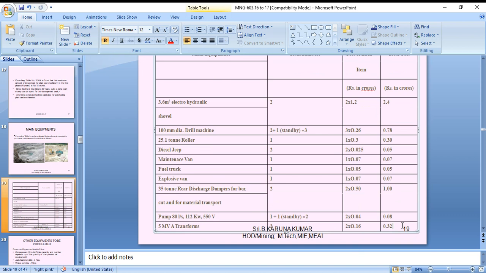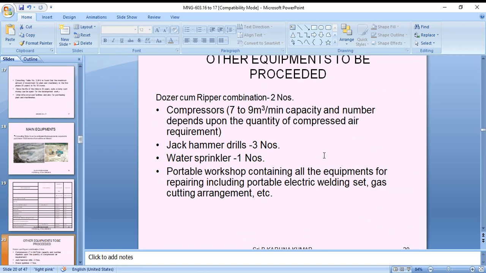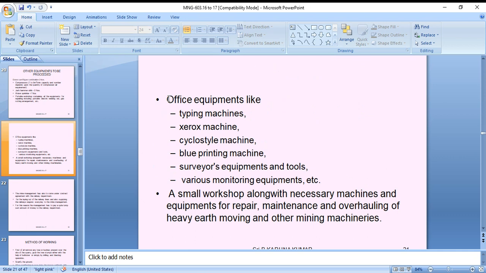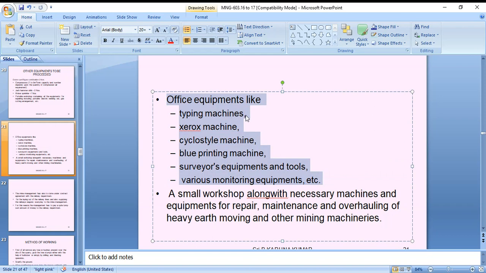Coming to the other equipment to be procured: dozer cum ripper combination, two compressors of 7 to 9 m³/min capacity, with number depending upon the compressed air requirement. Jackhammer drill, three numbers, water sprinkler, one number. Portable workshop containing all the equipment for repairing, including a portable electrical welding set and gas cutting arrangements. These are also required. And coming to the office equipment, typing machine, Xerox machine. A pit head office is also required, so that is to be included in our cost.